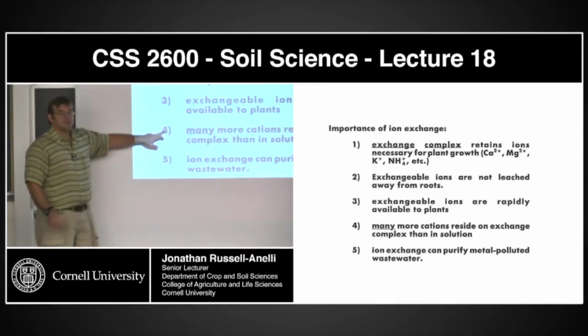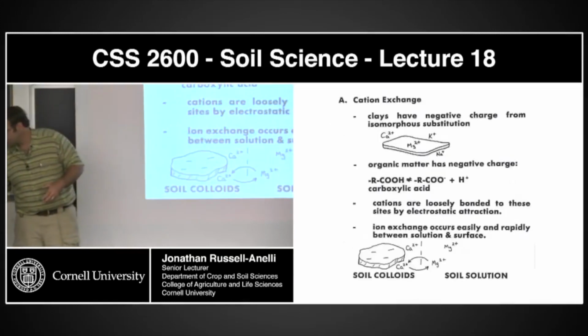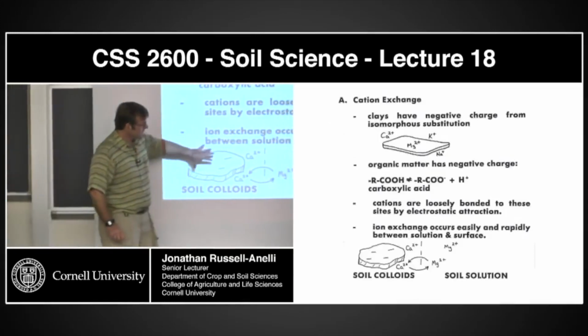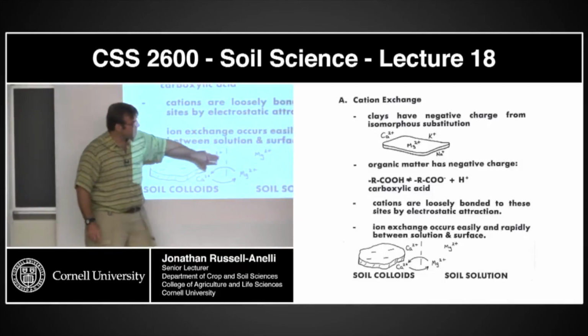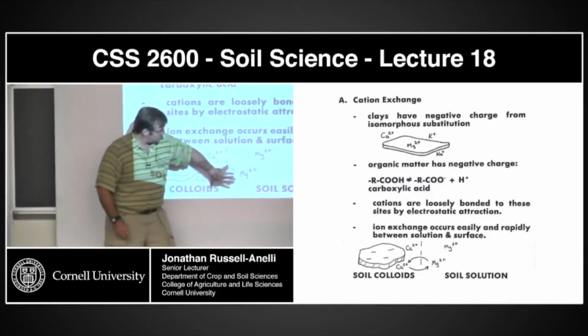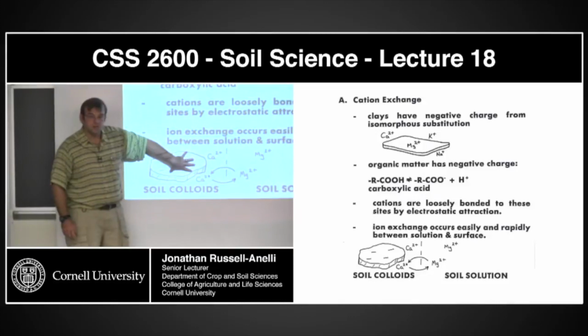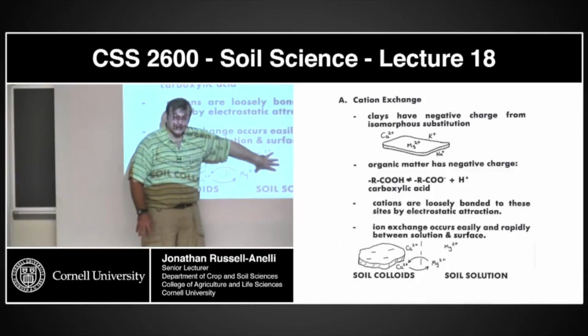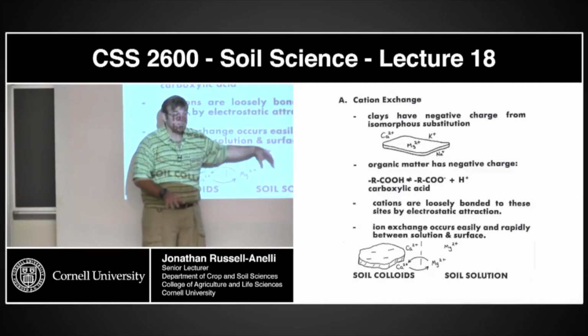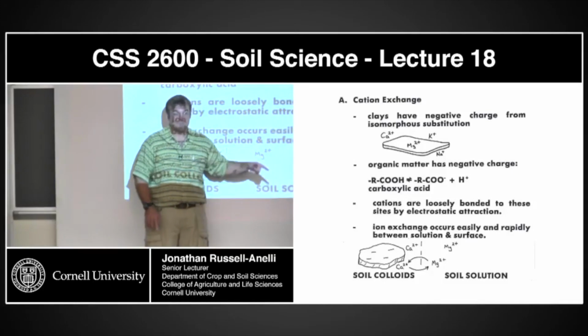Many more cations reside on the exchange complex than in the solution. If you think about this soil solution here, and here's the colloid, there are a lot more of these ions sorbed onto the exchange sites on the colloid than are in the soil solution. And that's a good thing, because if they're out here and they're not being taken up by the plants, they are being leached. They're moving with that water.